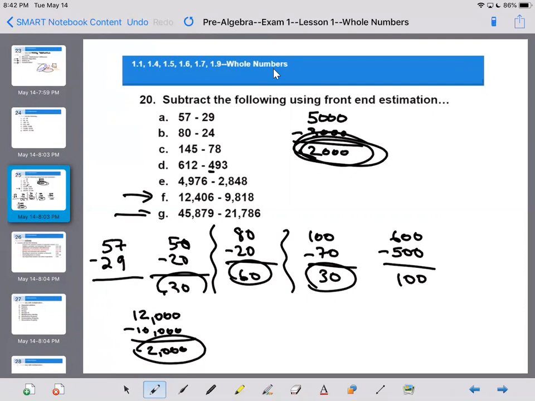And then last, we've got 45,807. Let's say 46,000. 21,786. Why don't we say 22,000? So I was kind of looking here at the hundreds and rounded that up to 46,000. The 7 rounded up the thousands to 22,000. So that would give me about 24,000. But if you take 45,879 and subtract 21,786, you're going to get just a little over 24,000. So again, that's a good estimate.